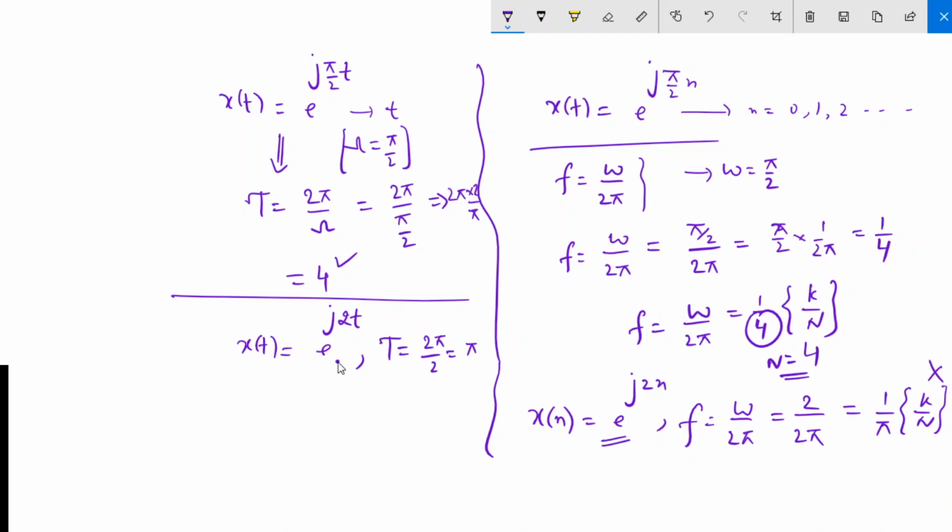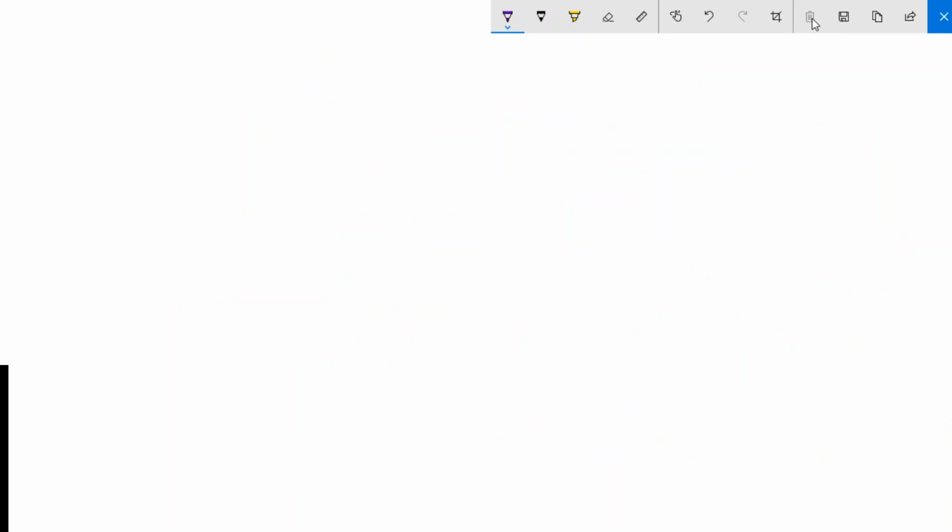In continuous time it is periodic, no doubt, but in discrete time this is not periodic because the frequency is not the ratio of two integers. You are getting pi, which is an irrational number here. So to check whether a discrete time signal is periodic or not, you have to see its frequency. If it can be expressed as the ratio of two integers, then only it can be periodic, otherwise not. Okay, let me take one more example.